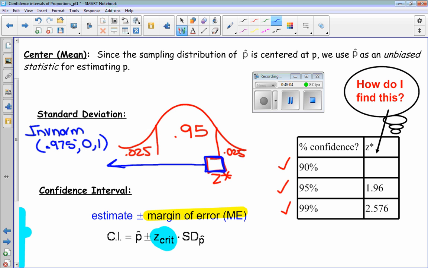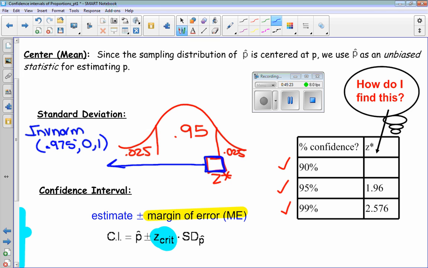Okay? So let's see if we can get it. The inverse norm of 0.975, my default is 0 and 1. And so I get 1.96, don't I? Right? I got it. Yay.